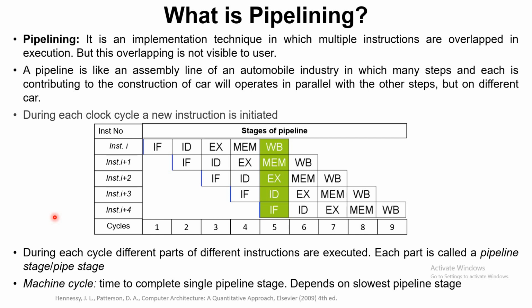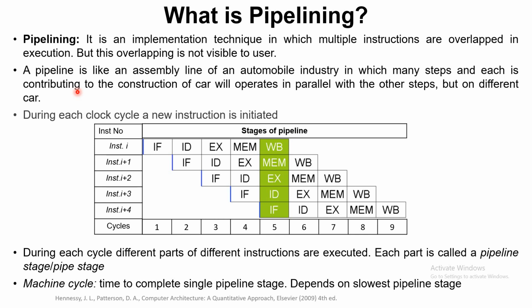Now before we discuss the details of pipelining, for better understanding, we would like to compare this pipelining with an example. Let's suppose there is an assembly line in the automobile industry. As we know, in the assembly line of the automobile industry, there are so many stages and different operations have to be performed at the different stages of the assembly line. And each stage of this assembly line will have to contribute something towards the manufacturing of the car.